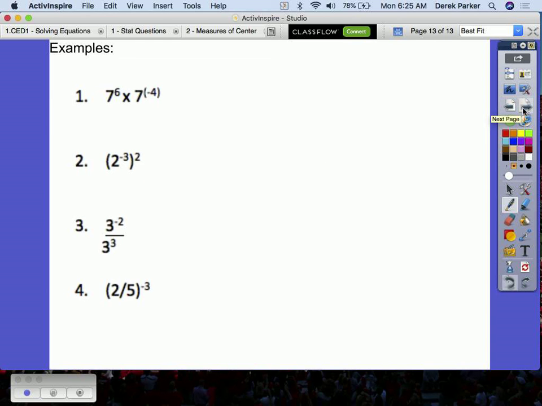Now, let's do a few. 7 to the 6th power times 7 to the negative 4. So what that really becomes is 7 to the 6th plus negative 4, so you're adding these two exponents. And that really becomes 7 to the 2nd power, which is 49.